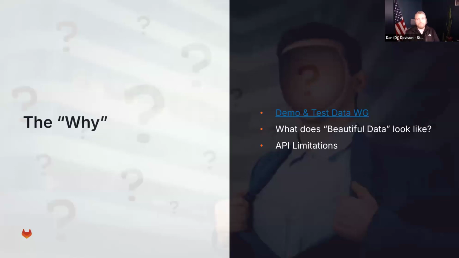So the data seeder was designed around circa 2022, in the beginning of the year, because we had a few challenges we needed to overcome. One of those challenges being, what does beautiful data look like? We wanted to tell a story of GitLab in a way that you could go from start to finish, through the project life cycle, from A to B and B to C and so on. But we had some problems, at least with the API.